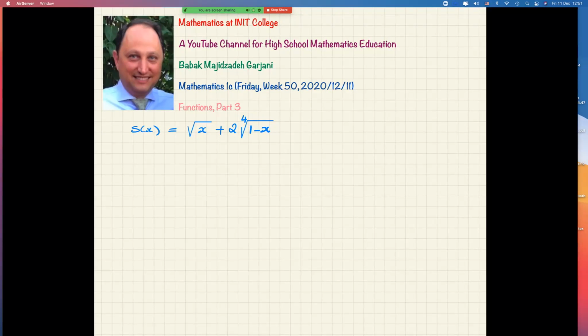But because this function has 2 pieces, I need to consider 2 scenarios. First, I need to guarantee the well-definedness of this part. Because if this is not defined and this is defined, still the whole package is not defined. Okay? So I have 2 conditions. So here, let me write it. We have 2 restrictions here for this function.